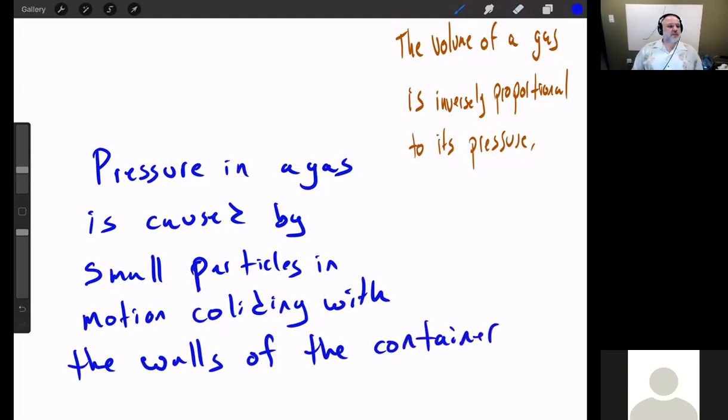Let's try this one. Pressure in a gas is caused by small particles in motion colliding with the walls of the container. Yeah, in this case, it really is explaining it, and it's answering the question why. Why is pressure, or what is causing pressure? How is pressure in a gas developed? Well, it's done by small particles in motion colliding with the walls of the container. Maybe you can tease out a prediction as well, but that's not the point behind this. The point behind this is really answering the questions why or how.